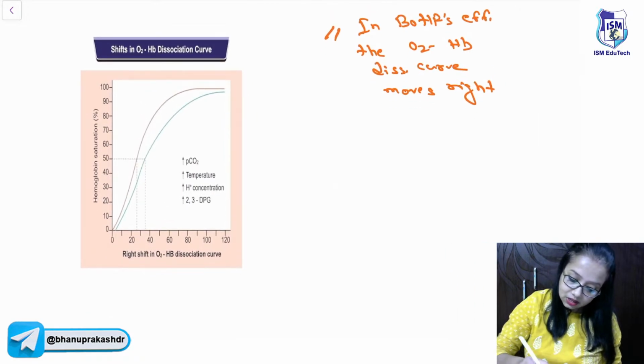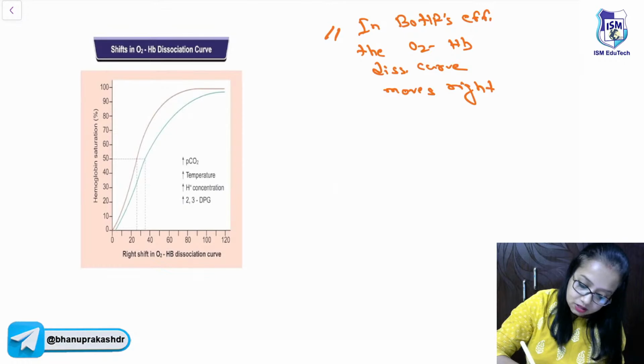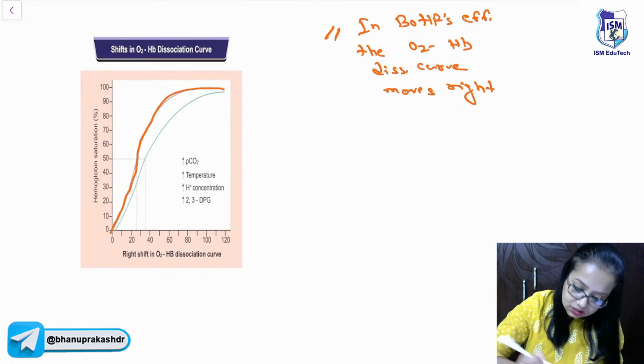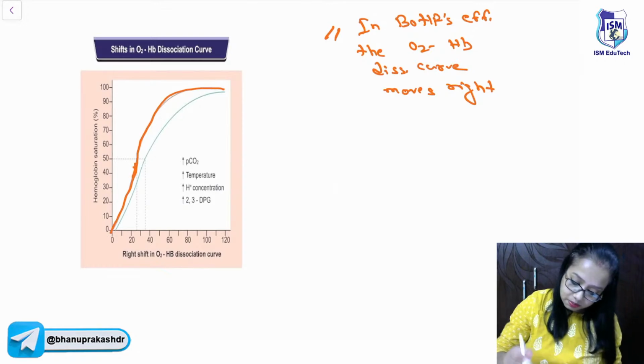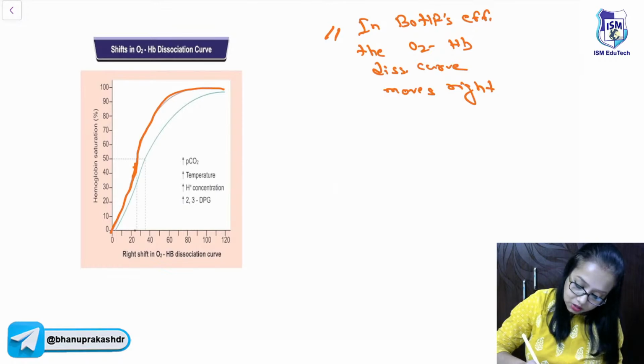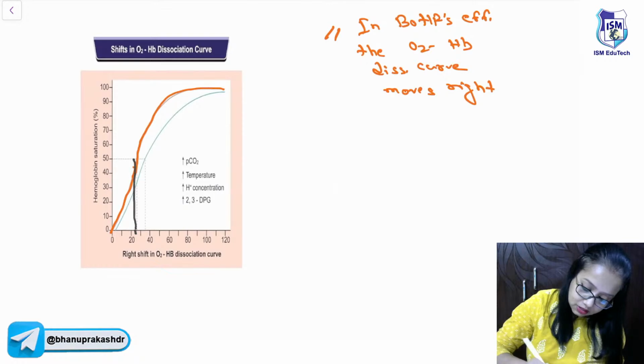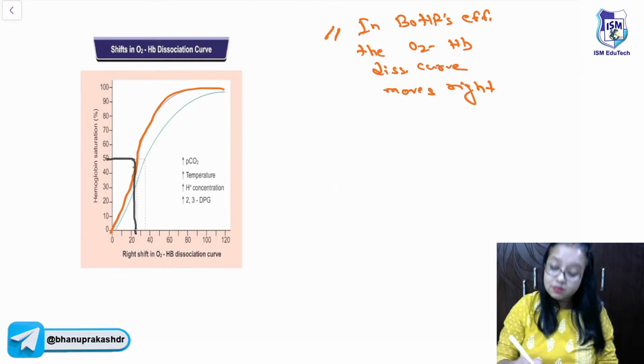Now here you see, the brown one is our normal oxygen hemoglobin dissociation curve. If you see very clearly the partial pressure, it is at 25 where we have the P50 for the normal curve, right? This is our P50.